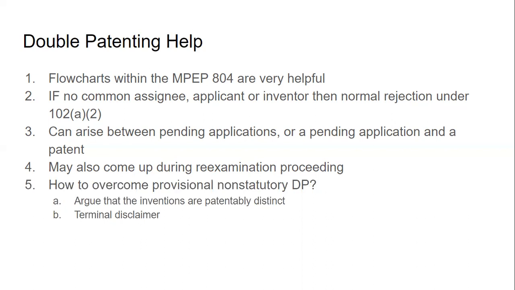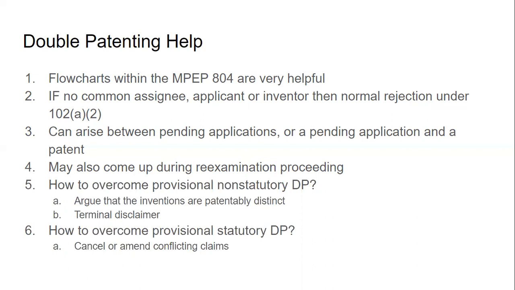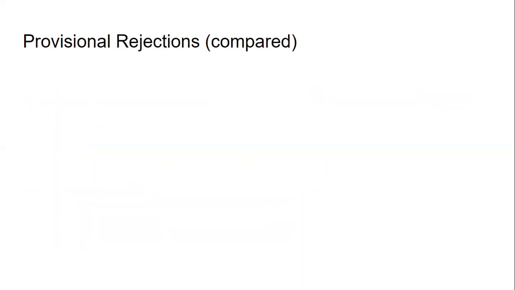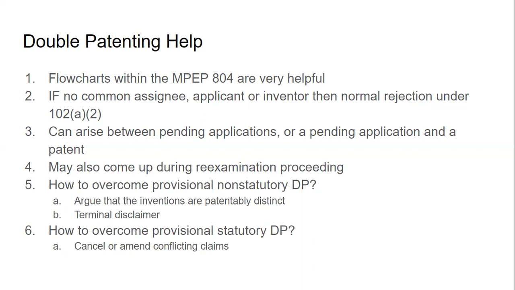Terminal disclaimers we've mentioned before. And then how to overcome a provisional statutory double patenting. You can cancel or amend the conflicting claims. And so provisional, remember, when you hear provisional, that means that they are both unpublished applications, or at least one of them is an unpublished application.